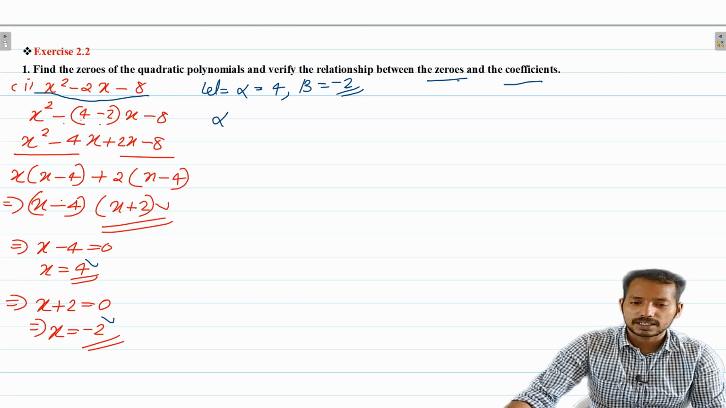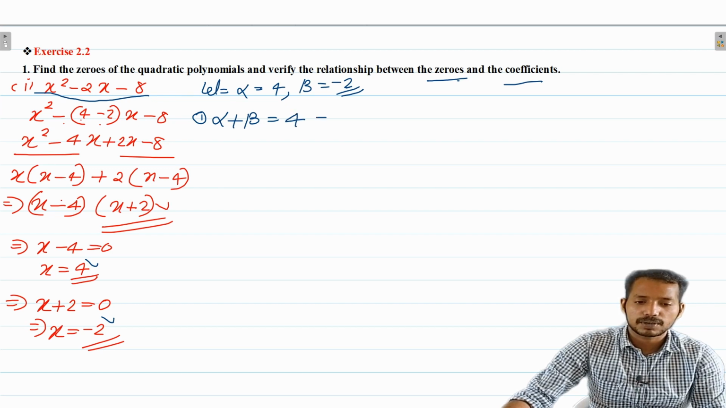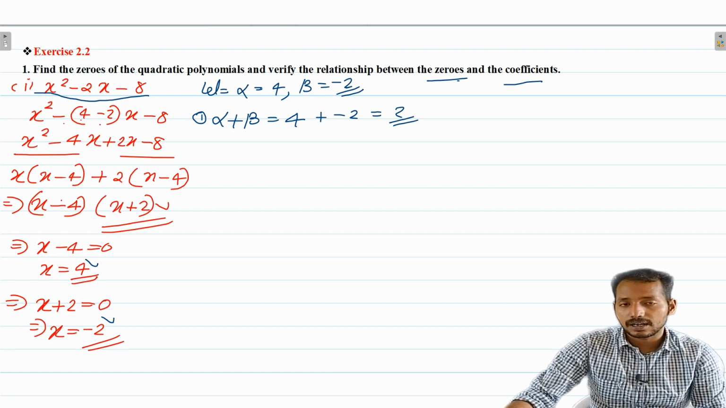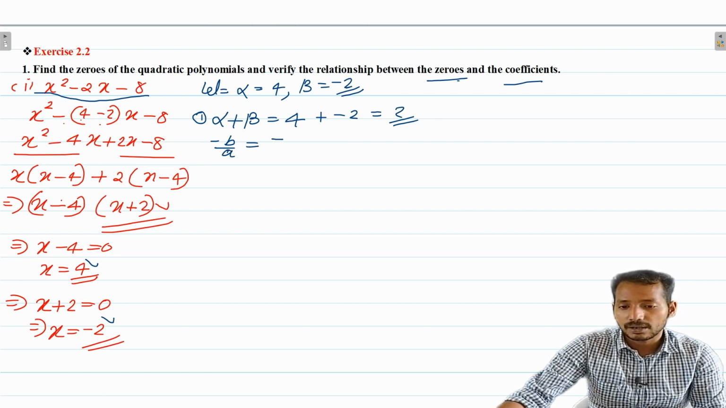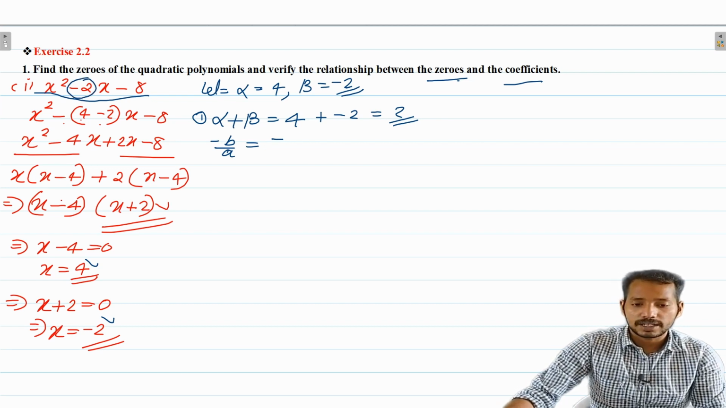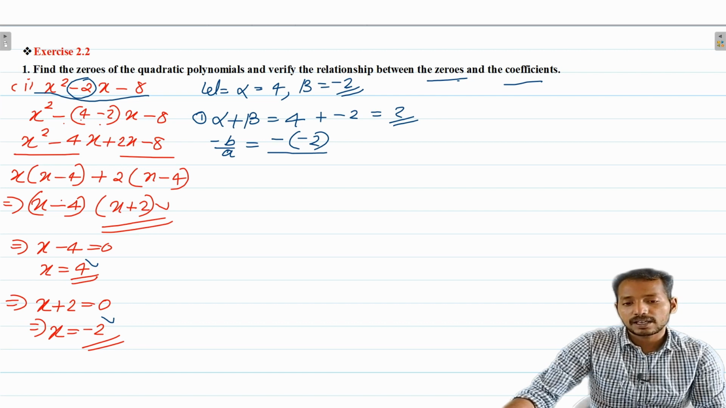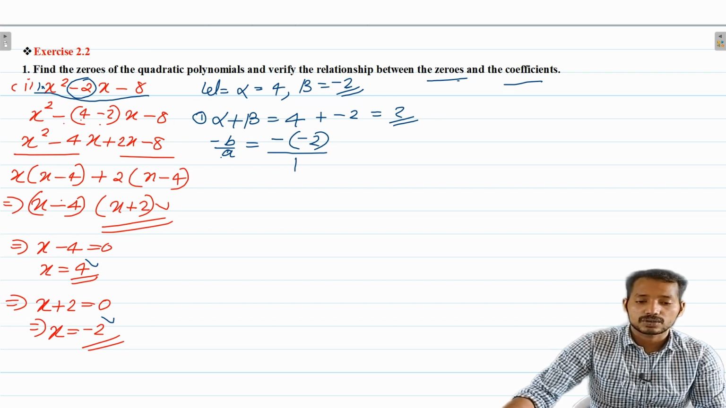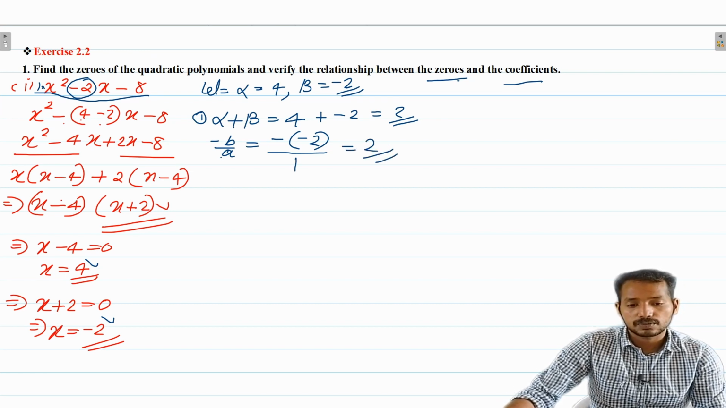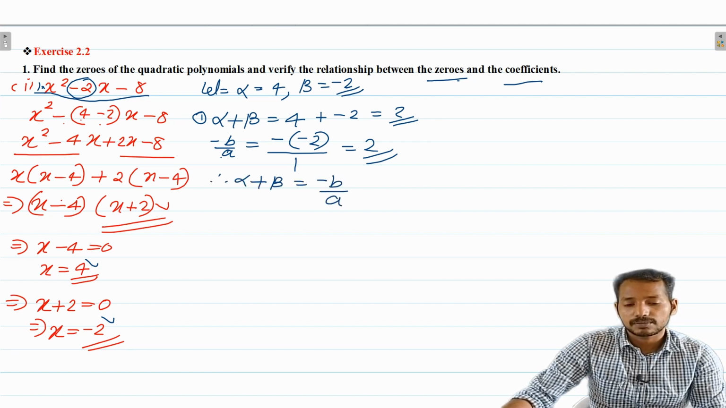Very simple one. First find alpha plus beta. The first relation we have to verify: alpha plus beta is equal to 4 plus minus 2, which is equal to 2. Now the RHS of this equation is minus b by a. What is minus b by a? What is the value of b? b is equal to minus 2. So minus of minus 2 divided by a. a is 1, because the coefficient of x square is 1 here. Minus of minus 2 is 2, so 2 divided by 1 is equal to 2. So therefore we can say that alpha plus beta is equal to minus b by a.